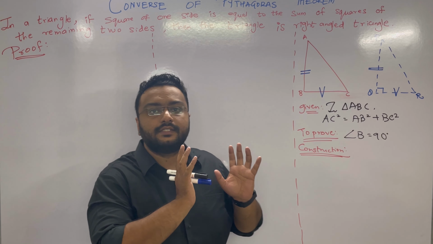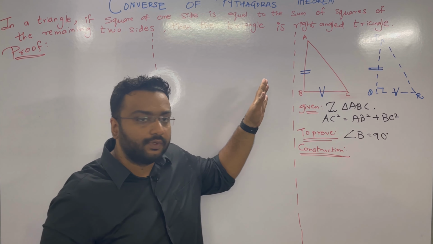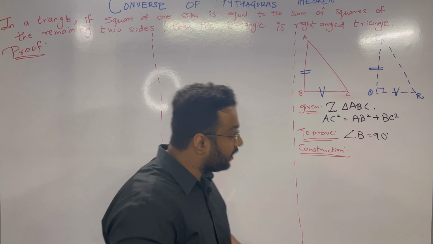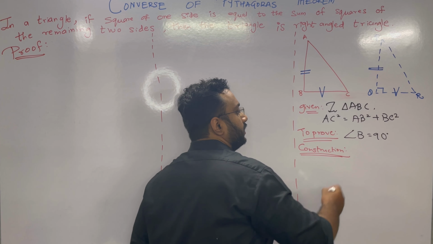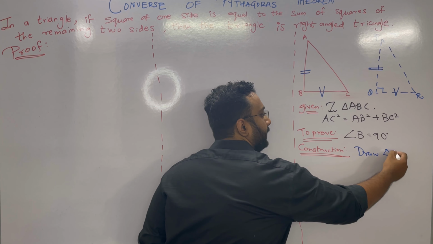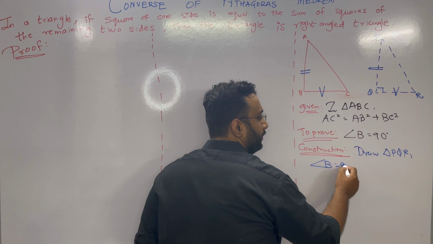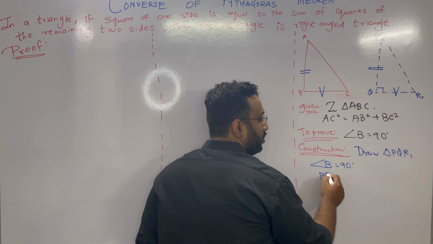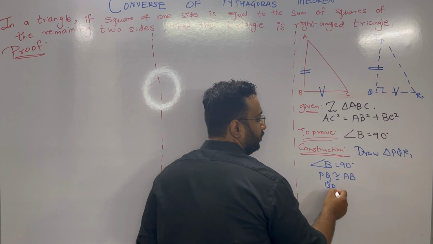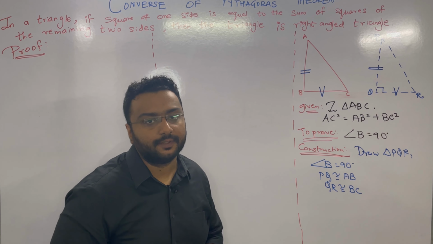Just remember, we are considering a triangle in which angle Q is 90, PQ is congruent to AB, and QR is congruent to BC. So let's write that in construction. So in construction, we'll consider, or we can say draw, triangle PQR such that angle Q should be 90 degrees, PQ should be congruent to AB, and QR should be congruent to BC. I hope everyone is clear with the construction part.